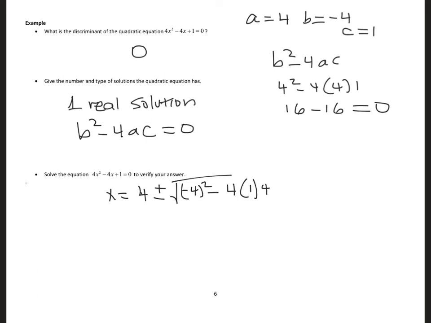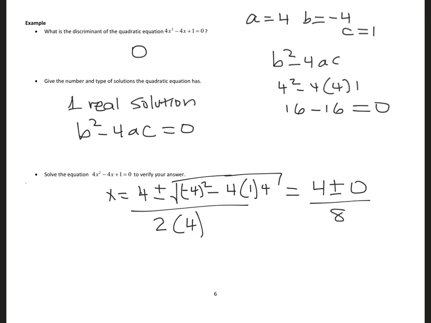So here we get divided by 2 times a. So remember, under the radical we have 0, so 4 plus or minus 0 over 8, and we get x is equal to just 4 over 8, which is the same as a half. So we have confirmed our answer. So that's how to use a discriminant, and that's how to use the quadratic formula.